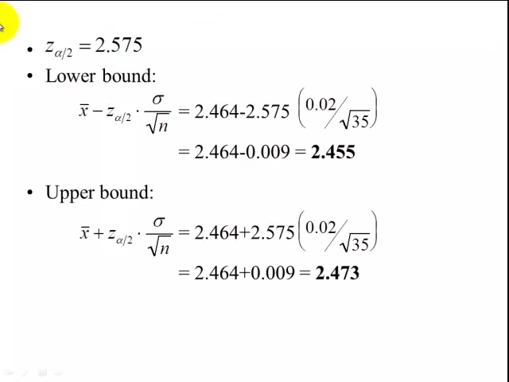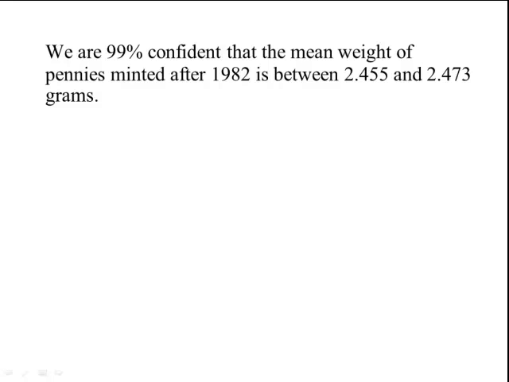We're doing a 99%. Our z alpha over 2 is 2.575. Our lower bound becomes 2.455 because now we're using a sample size of 35, and our upper bound becomes 2.473. Again, we can verify this by using StatCrunch or Minitab. To interpret this, we would say we are 99% confident that the population mean weight of pennies minted after 1982 is between 2.455 and 2.473 grams.